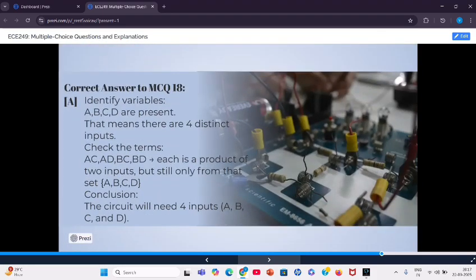Means 4 inputs. Identify which variables are present: A, B, C, D. That means there are 4 distinct inputs. Now check the terms. Terms are AC, AD, BC, BD. Each is the product of 2 inputs but still only from that set A, B, C, D. So the conclusion is the circuit will need 4 inputs A, B, C and D. Moving on to the next question.